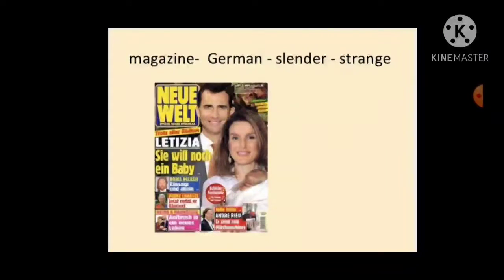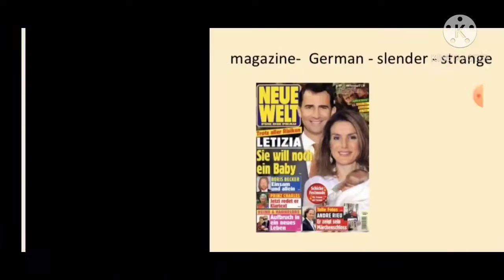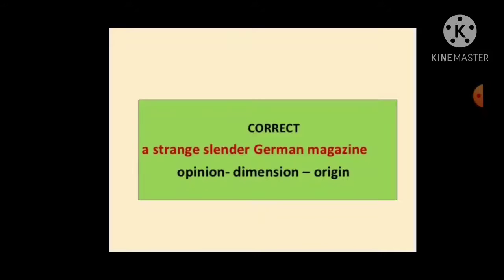Magazine, German, slender, strange. So magazine is the noun and the adjectives that describe the noun magazine are German, slender, strange. Let us see the order. A strange, slender German magazine. Strange, opinion. Slender, dimension. German, origin.